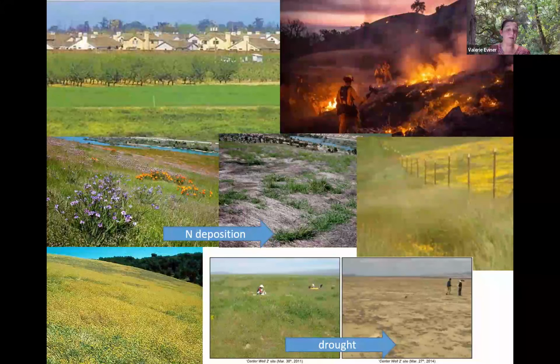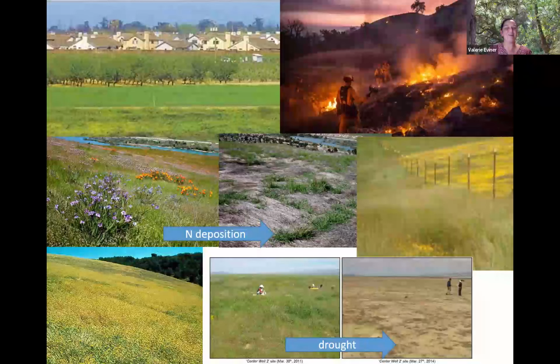So that's really important. We also need to be thinking very much about water allocations. I've been mostly talking about grasslands, but I do a lot of work in riparian areas as well.